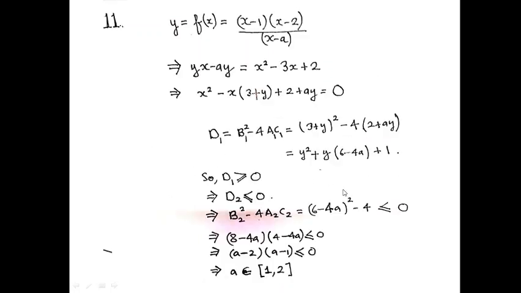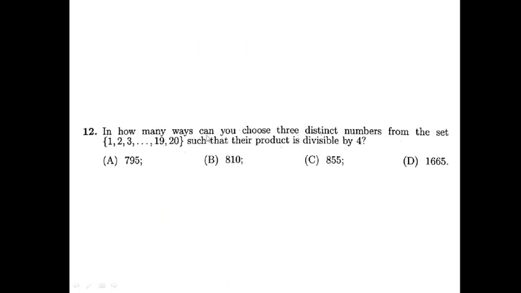Okay, moving on further. In how many ways can you choose 3 distinct numbers from the set 1, 2, 3 up to 20 such that the product is divisible by 4? Sorry. So for this you need to have either two even numbers and one odd number, or 3 even numbers, or a multiple of 4 and 2 odd numbers. Only these are the favorable conditions, and you have to count them.